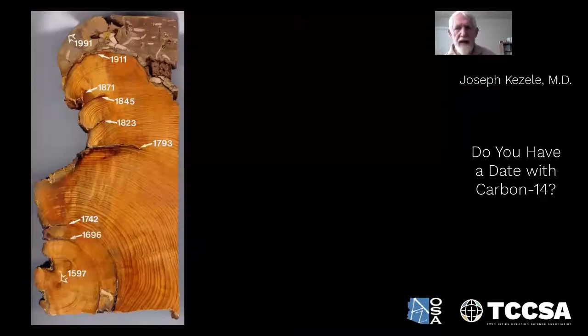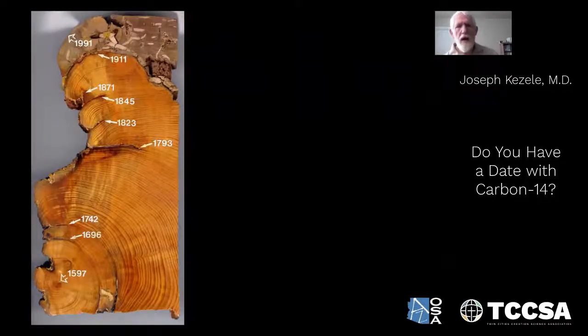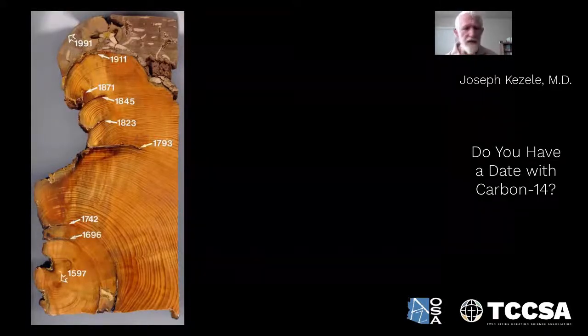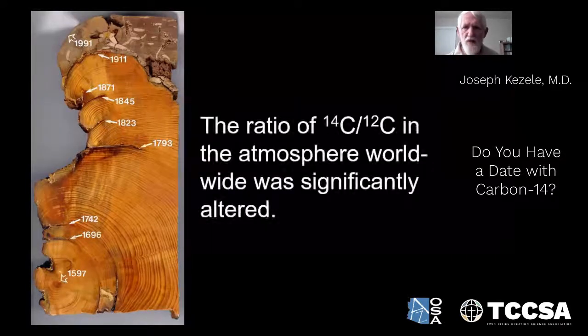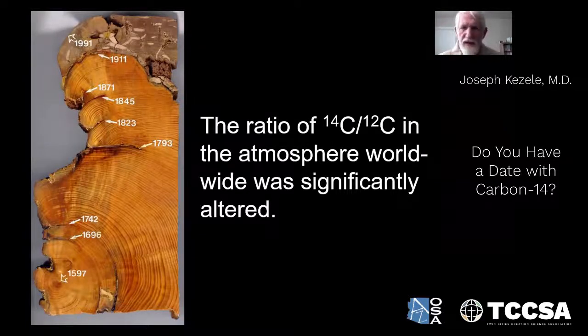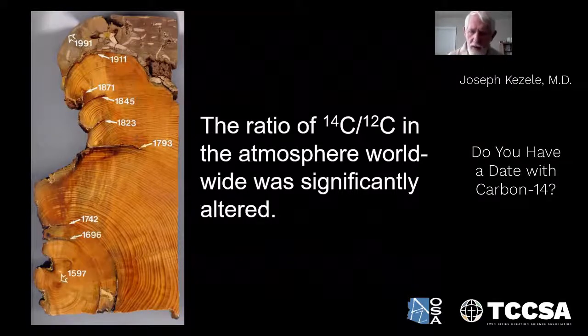Well, wood samples obtained from that location and then compared to wood samples from other locations around the world, using the ability to date tree rings by counting the rings, show that the amount of carbon-14 in the atmosphere was greatly altered for the next 2 to 3 years worldwide. So this shows that indeed the ratio of carbon-12 to carbon-14 is not constant and has not been constant. This is one example.